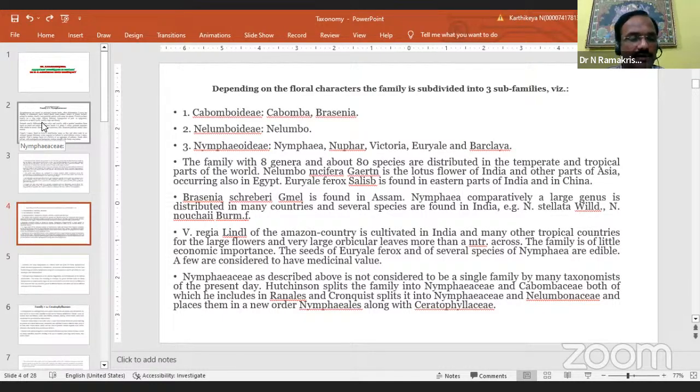Similarly, lichens: fungus in symbiotic association with other organisms, we call lichens. Worldwide about 14,000 species, and in India 2,000 species. Similarly mosses, rhodophytes, gymnosperms and angiosperms. Angiosperms are the most important: worldwide 2,50,000 species, but in India 17,500 species.